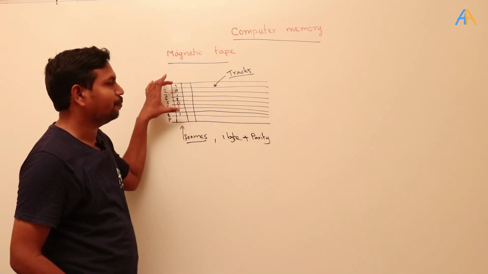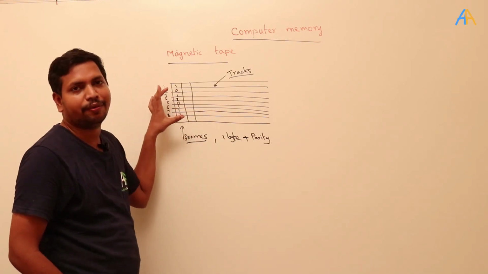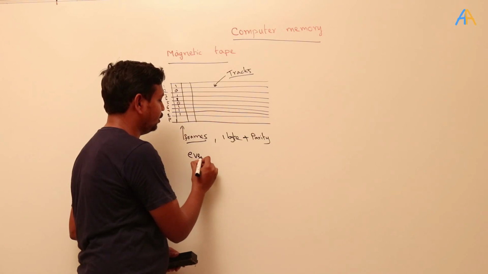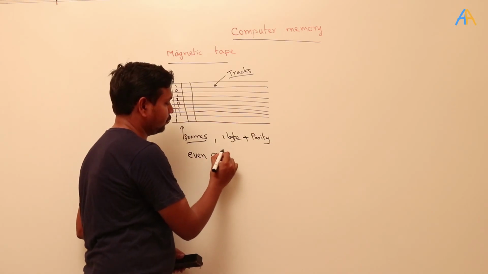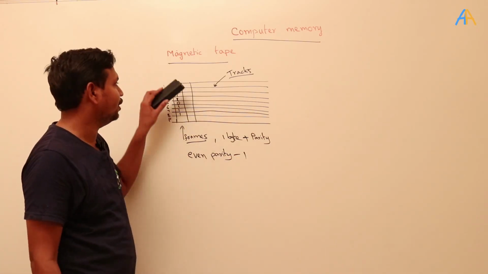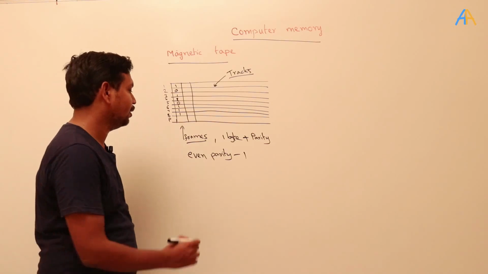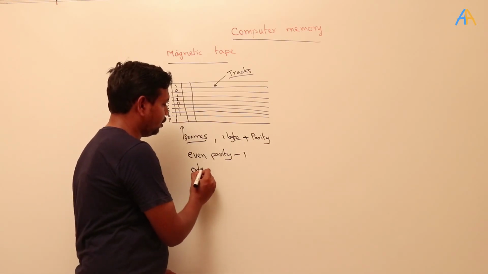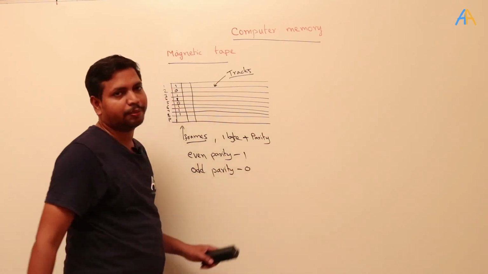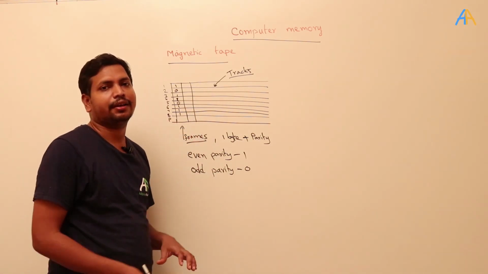While writing the data, it counts the number of ones in each byte, to determine even parity or odd parity. If the number of ones is even, it is called even parity, and it is indicated by 1. For example, if the number of ones in the byte is 4, then it is even parity and indicated by 1. If the number of ones is odd, then it is called odd parity, and odd parity is indicated by 0. While reading and writing, it will check the parity so that error correction can be done.